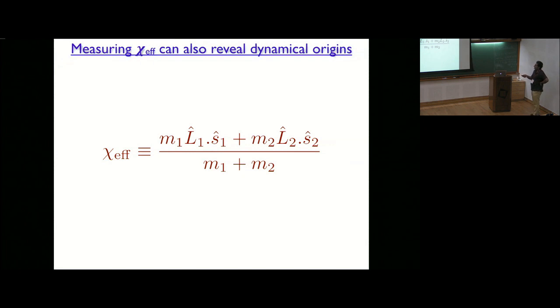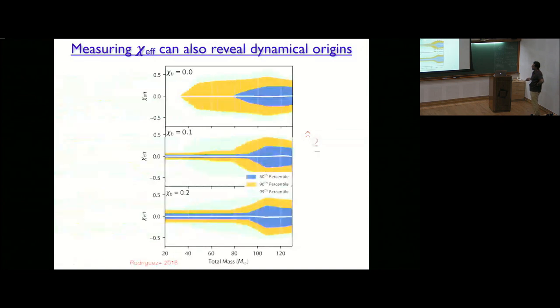And the mass-weighted projection of the spin on the angular momentum is what LIGO measures. And remember that we don't know the birth spin distribution for black holes. So you can imagine a curve that shows, as a function of the total mass, what the chi effective distribution is for different birth chi. So if chi is 0, then you see something like this. The different colors are different percentiles, and the white line is the median.